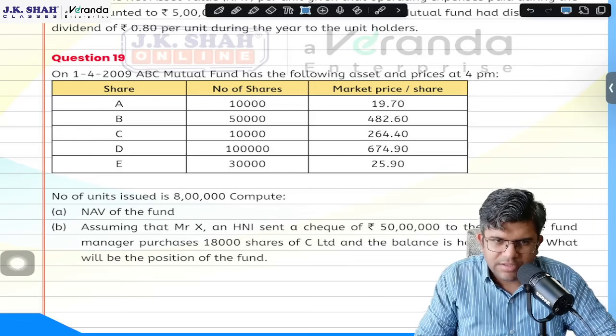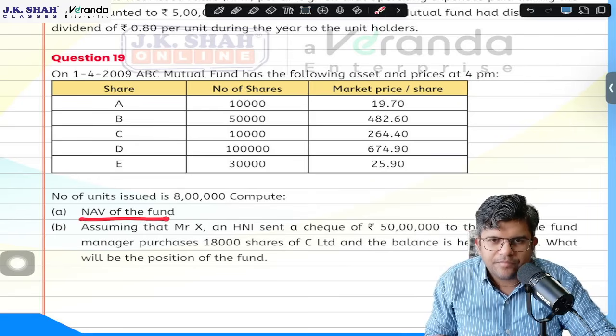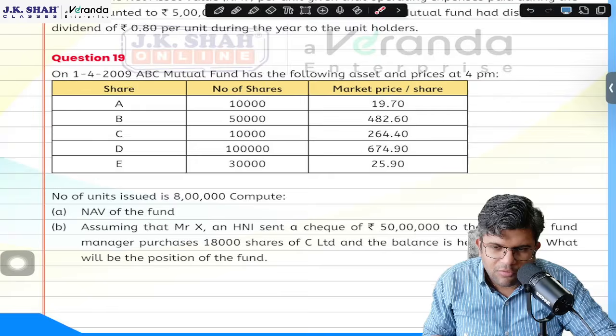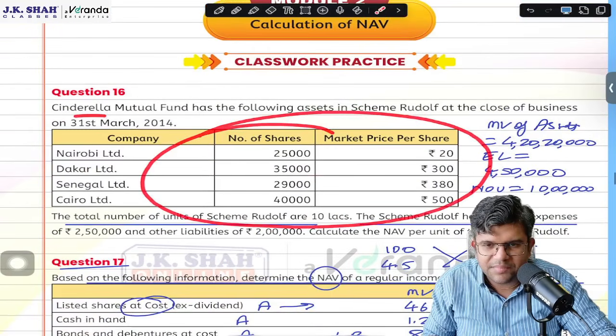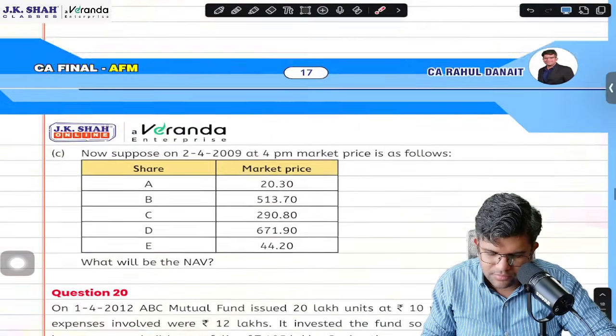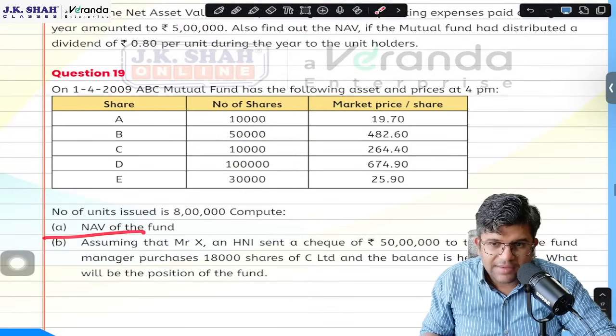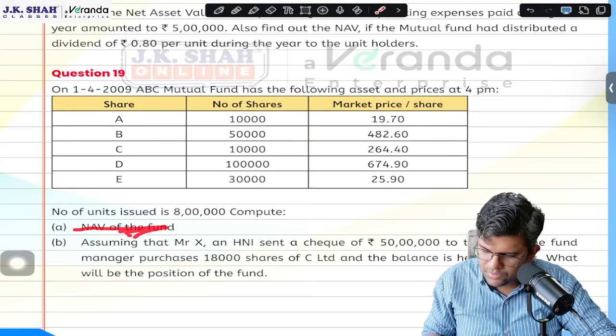I have a question. Would you be able to try this? You remember how we had done Cinderella? This one, you remember this one? Same thing. Can you try it on your own? Point number A. There are no external liabilities, okay? Chalo, start.